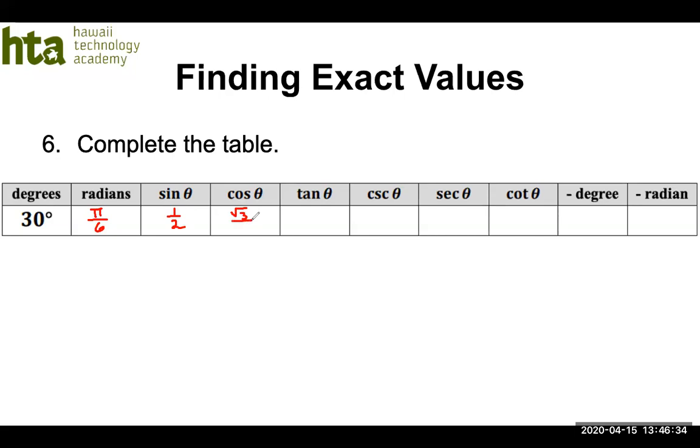That is all the information we need to fill out the rest of this table. How do I know that? Well, tangent is the same thing as sine divided by cosine. So what is 1/2 divided by rad 3 over 2? It's the same thing as 1/2 times 2 over rad 3. We can't have the rad 3 on the bottom, and these 2's cancel out when we multiply. So 1 over rad 3 is the same thing as rad 3 over 3.